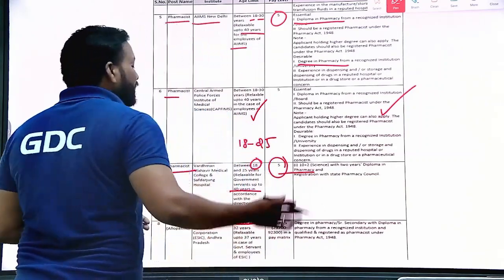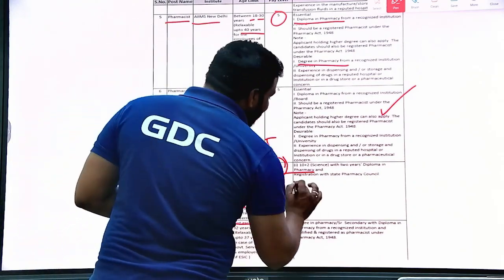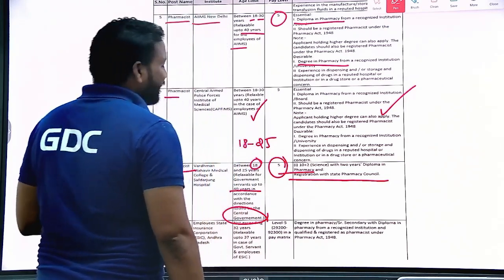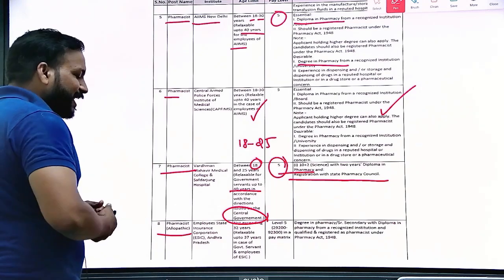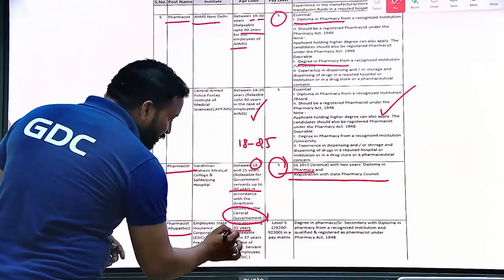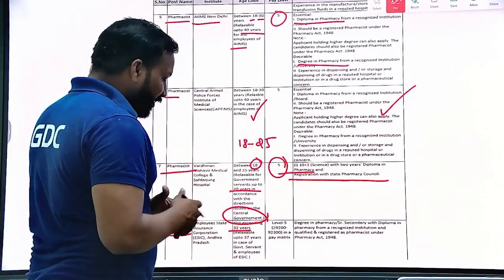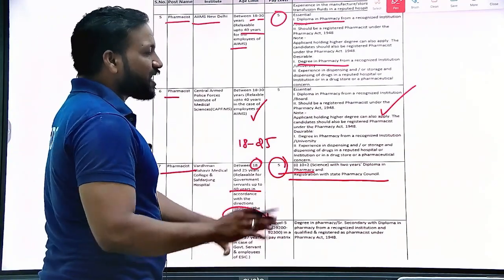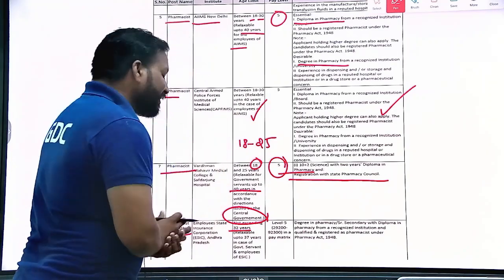Just a diploma in pharmacy is enough, and he should also have a PCI, that is, he should be registered under the Pharmacy Act 1948. Next, pharmacist allopathic at ESIC Andhra Pradesh. Here the minimum age is 18 and the maximum age is 32 years, which is relaxable up to 37 years if he is an ESIC employee.